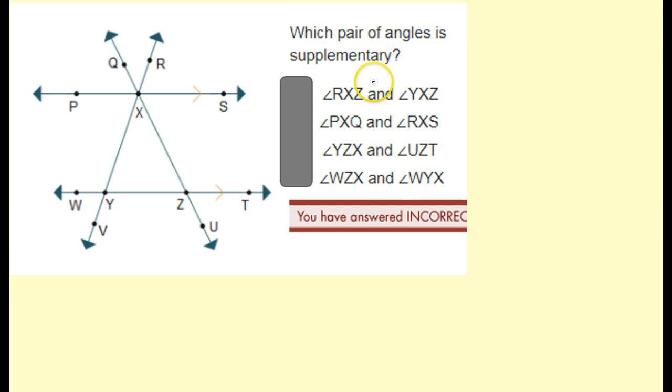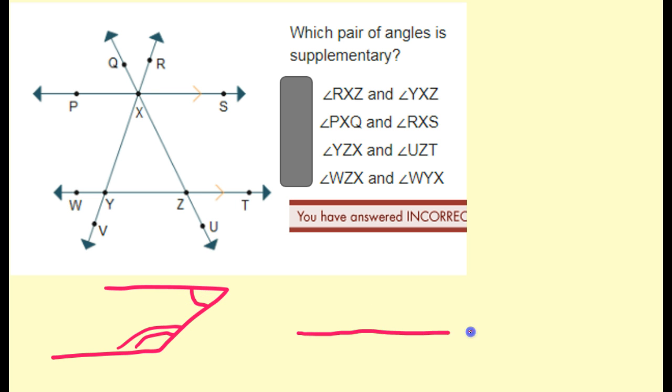Alright, this question is asking which pair of angles is supplementary. So before I even analyze the options here, here are two major ways that you get supplementary angles. One of them I just spoke of in the last problem. If I have a pair of angles inside of this box, these are going to be supplementary. So watch out for this. This is called same side interior angles. So if I see this, supplementary.